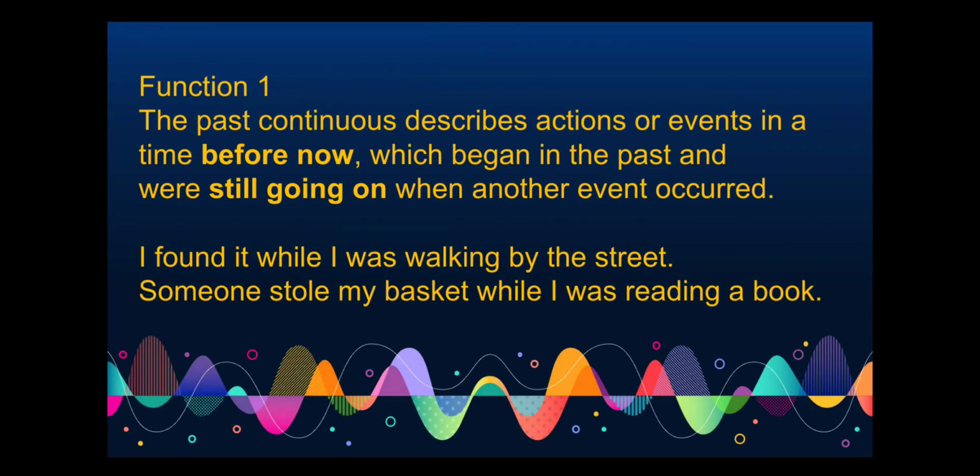Function 1. The past continuous describes actions or events in a time before now, which began in the past and was still going on when another event occurred. I found it while I was walking by the street. So while the action of walking was going on, I found it. So something was found. I found it while I was walking by the street. Someone stole my basket while I was reading a book.